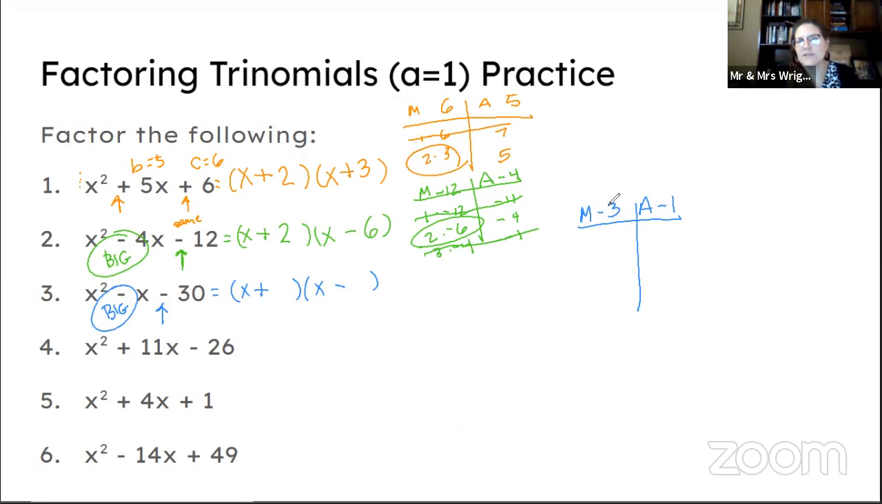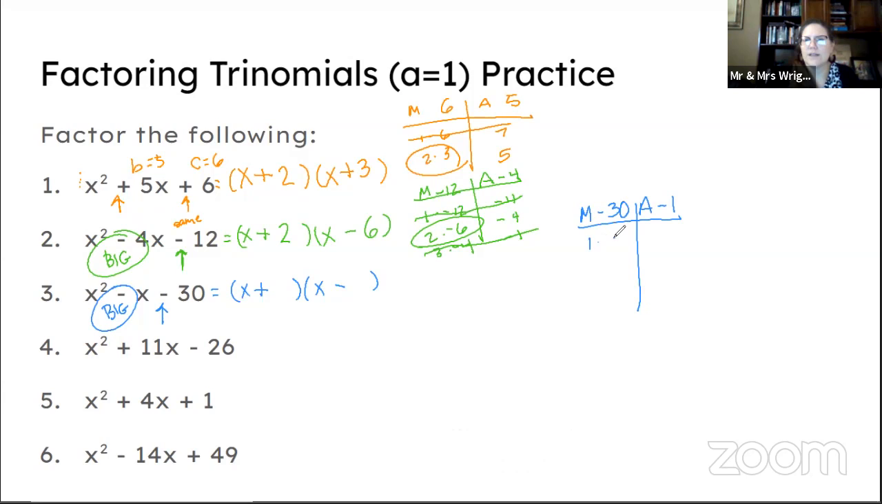So this should be easy. There's not very many factors of 3. There's only going to be one, 1 times 3. I said multiples of 3, I meant factors of 3. 1 times 3, and we know that the bigger number gets the negative, so it's 1 times negative 3. And 1 plus negative 3 is negative 2. Oh, I wrote 3. This is 30. Oh my gracious. No wonder that didn't work out. All right, so let's look at this again.